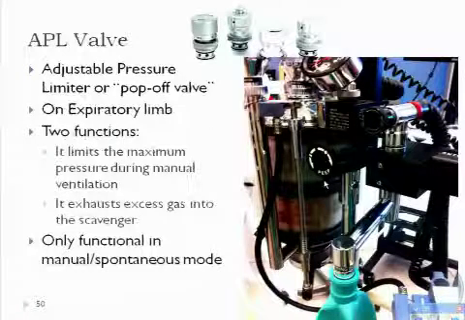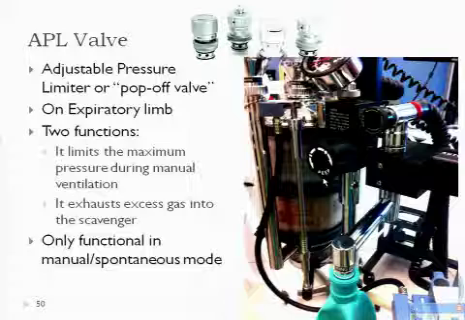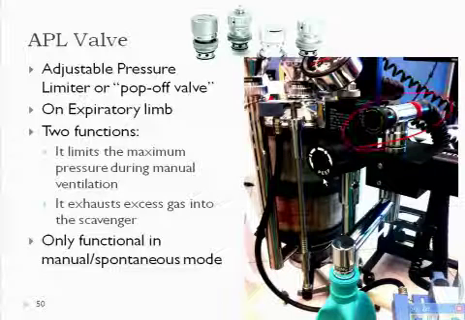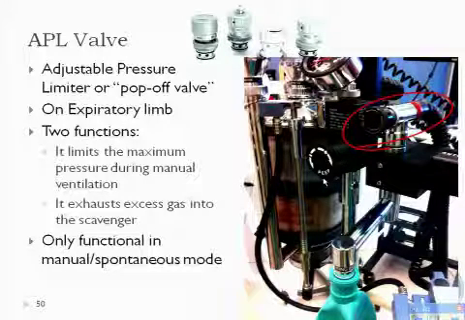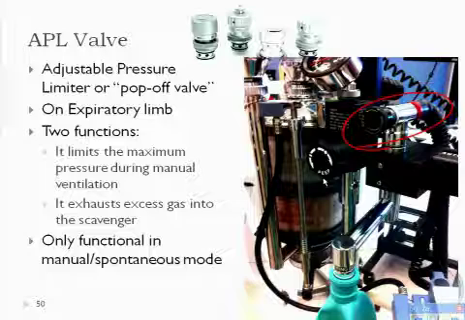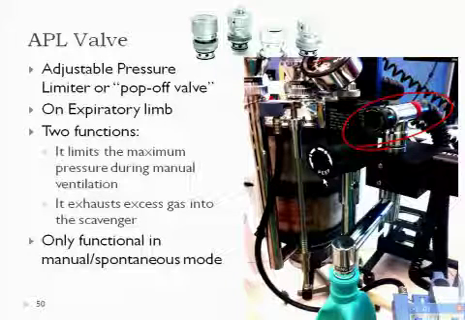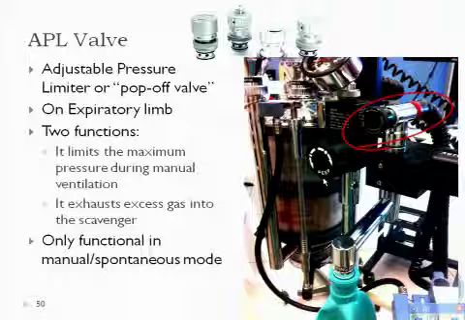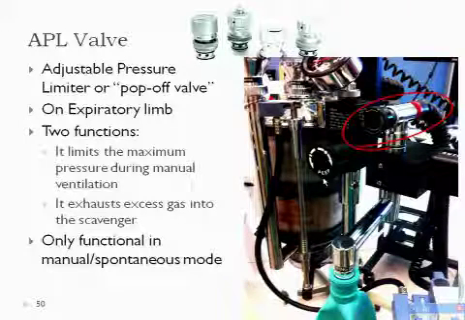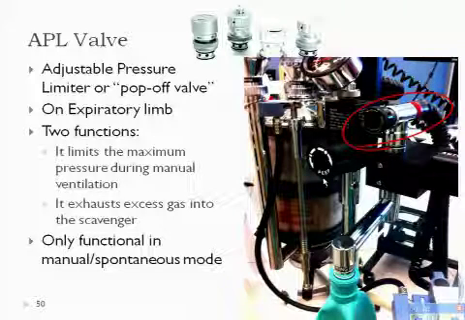All right, your APL valve. So on our Narcomed, this is your APL valve right here. Okay, so this is simply a device that you rotate. On the Narcomed, there's no numbers on it. Okay, so it's all about feel. You got to feel it, you turn it, you see how much pressure you have in your bag. Do you want more or less? Okay, so you can't set it to a specific number.